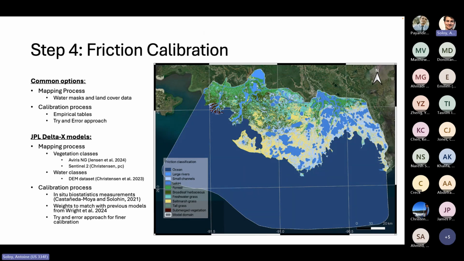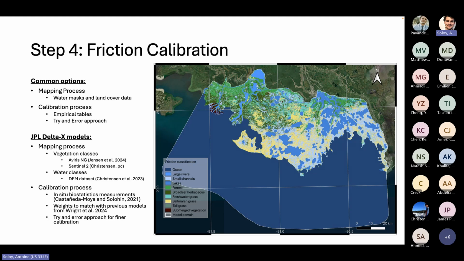Next step is the friction calibration. Once your model is running, you will see that it's not accurate everywhere. That's because you were not able to take into account all the complexity of your domain, whether it is because you have different types of surfaces that impose different friction force to the water flow, or other reasons, you were not able, for instance, to have enough resolution somewhere.